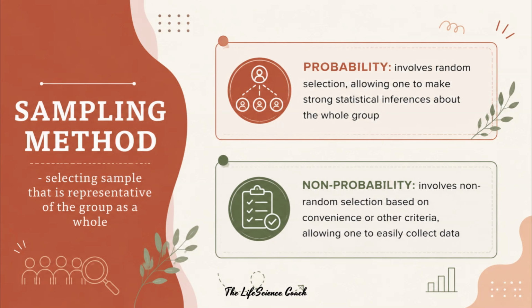Second is non-probability sampling. In this method, participants are selected based on convenience, availability, or specific criteria instead of random selection. It is easier and faster but may not fully represent the whole population. For example, surveying only nearby students because they are easily available. In simple words, probability sampling is more scientific and accurate, while non-probability sampling is easier and quicker to conduct.